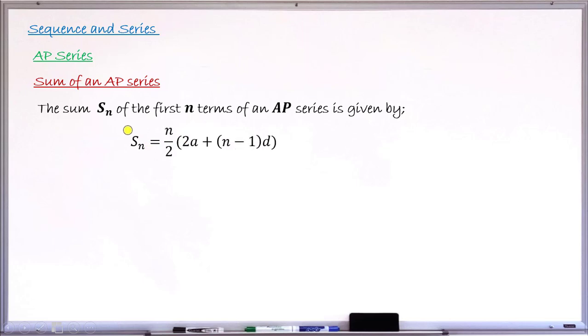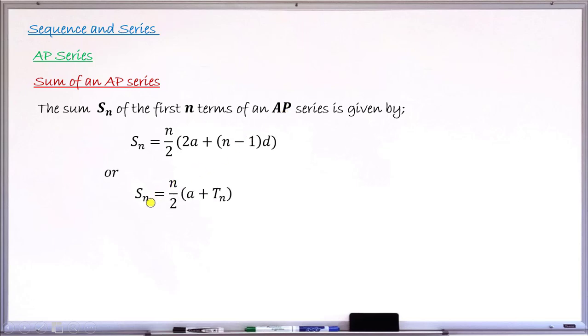This is the formula: Sn, the sum, equals n over 2 multiplied by an open bracket. Inside the bracket, you have 2a plus another bracket open inside the first one. The inner bracket contains n minus 1, and that inner bracket is multiplied by d. This is the formula we use to find the sum of the very first n terms if it is an AP series. We still have another formula.